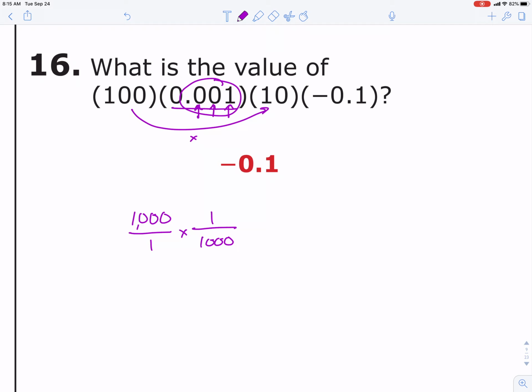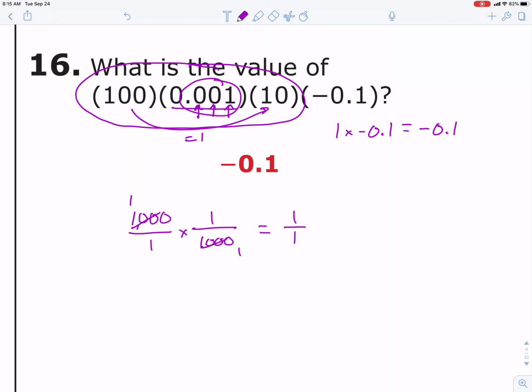1 1,000th. Guess what? Those cross reduce. That's a 1, that's a 1. That gives me 1 over 1. So now all of this right here equals 1. 1 times this negative 0.1, well, it's just negative 0.1. That's an even simpler way to do it.